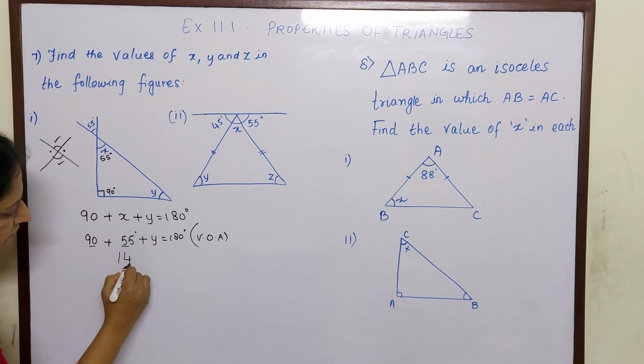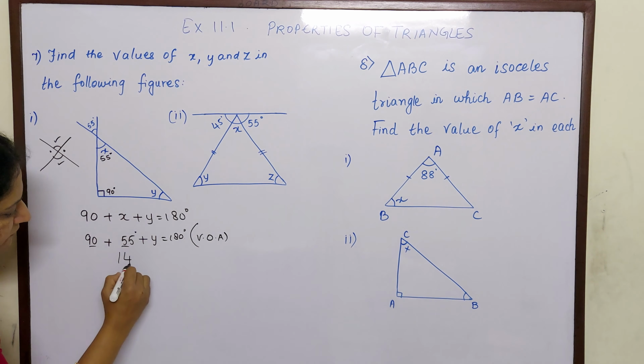Like now this is XY, right? Side XY is equal to side XZ. It is already given in the figure that this side is equal to this side. Now what is the angle opposite to XY? Opposite to XY angle is Z. Angle Z is equal to, what is the angle opposite to XZ? It is angle Y. That means angle Z is equal to angle Y.